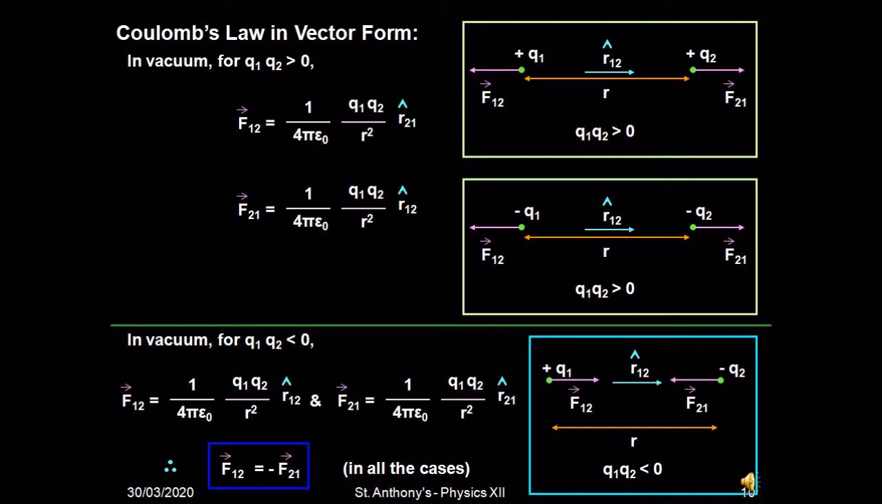Other than that, let us understand now the force directions. F12 denotes force on 1 by 2. Since both the charges are similar charges, q1 will be repelled by q2. So the direction of F12 is towards left.